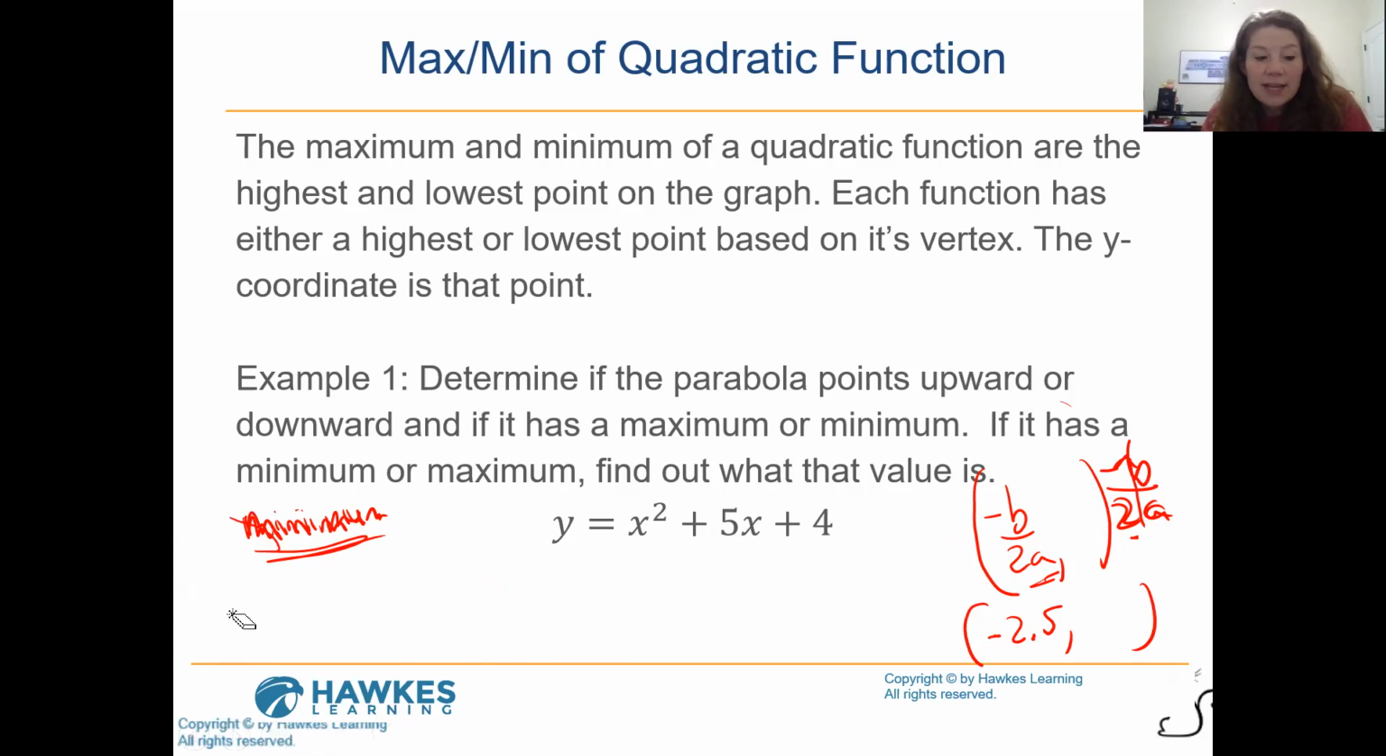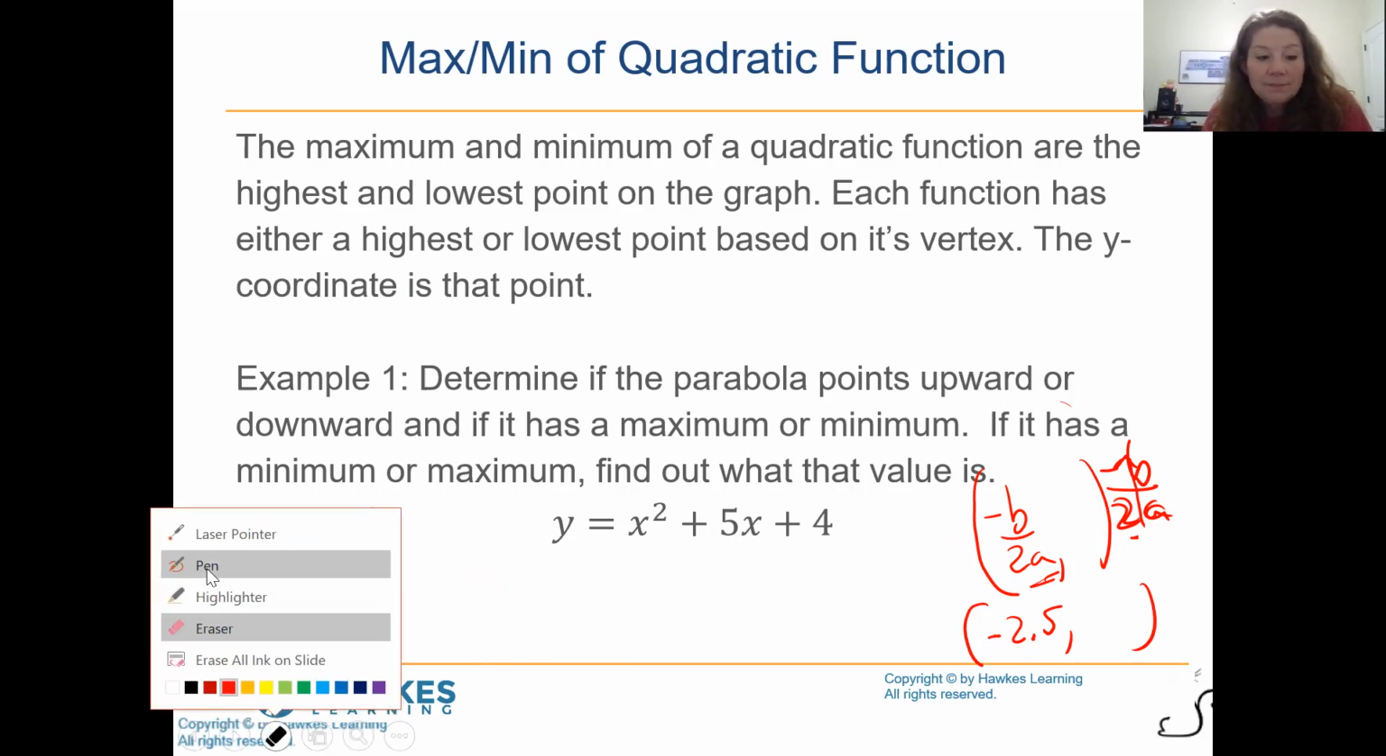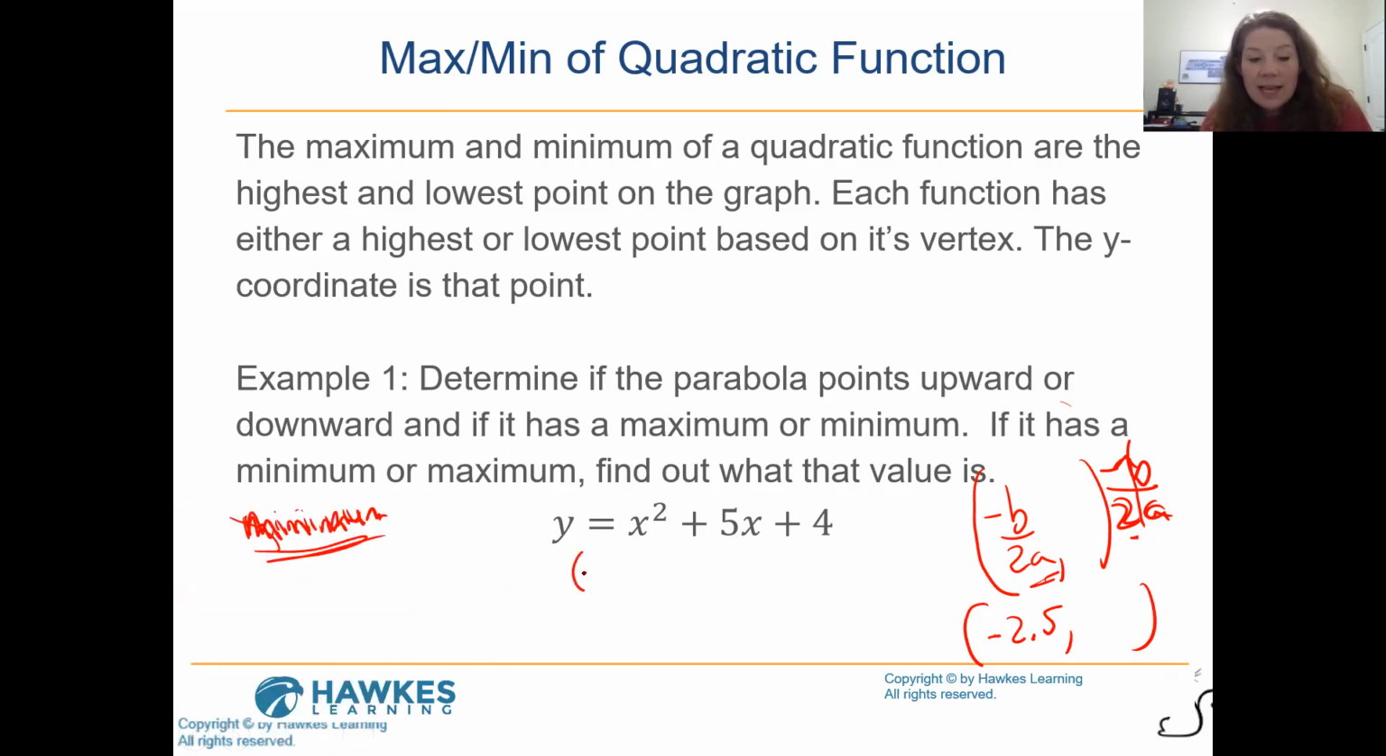All right, so let's do that next. We're going to plug in negative 2.5 squared plus 5 times negative 2.5 plus 4. And guess what? I'm going to plug all that right into my calculator.